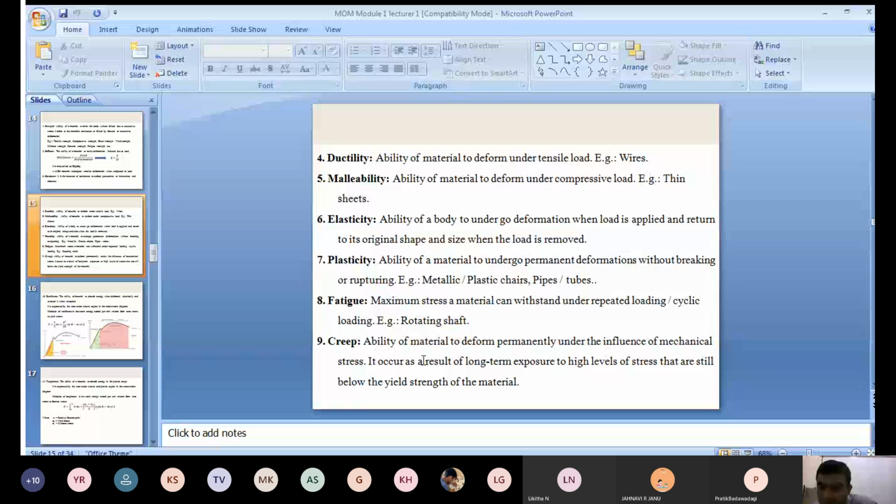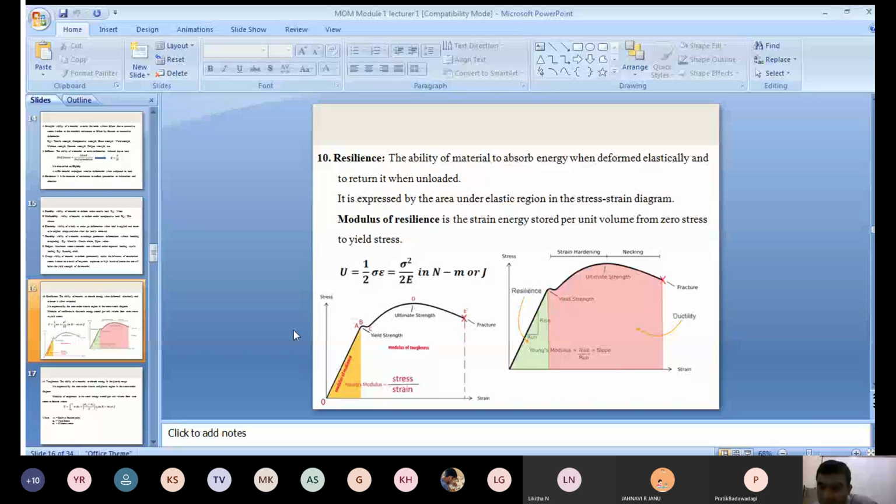Okay. Next, resilience means when you apply a load, the energy is stored in a body within the elastic limit. That is called resilience. Modulus of resilience means the strain energy stored in a body per unit volume. We call that the modulus of resilience.